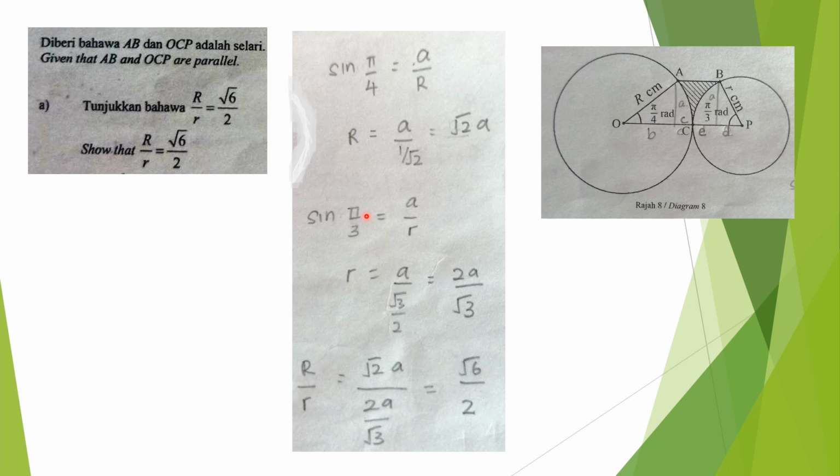This is equal to A over sine pi over 3. You can take pi as 180, so 180 over 3 is 60. Sine 60 is square root 3 over 2. So it will become 2A over square root 3. Then we take R divided by r. So here capital R is square root 2 A over 2A over square root 3. So square root 3 times square root 2 will become square root 6 over 2. A and A you can cancel. So we have shown that capital R over small r equals square root 6 over 2.